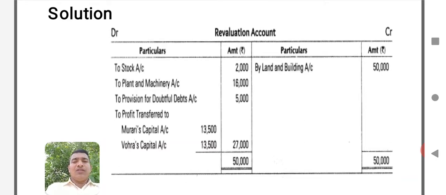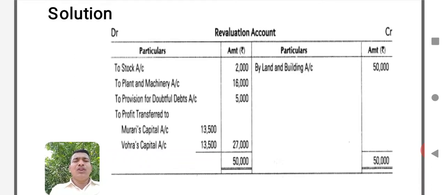Just see the stock account. Here any decrease in the value of stock should be recorded. 2,000 is the value decreased in stock, so that is being recorded in the debit side of the revaluation account. Then the plant and machinery account: that means 20% of plant and machinery is written off. That means it is depreciation on plant and machinery. The total value of plant and machinery is 80,000. Now 20% is the depreciation, so it is being recorded as 16,000.